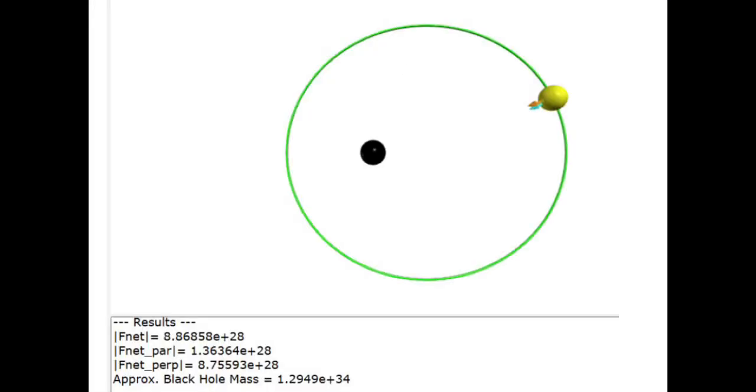The simulation showed an elliptical orbit around the black hole. Using the force calculations and gravitational equation, the estimated mass of the black hole was approximately 1.29 times 10 to the 34th kilograms. This result is pretty consistent with the expected gravitational behavior.